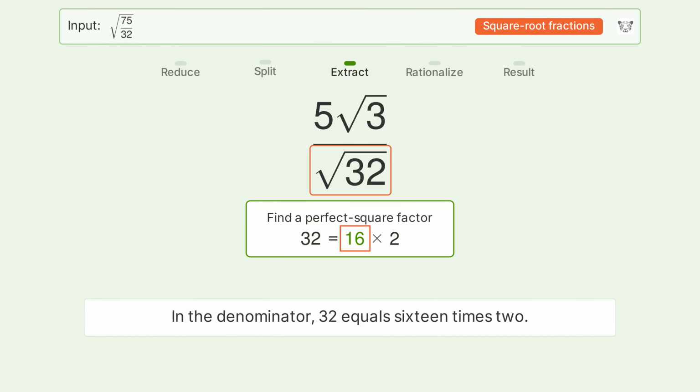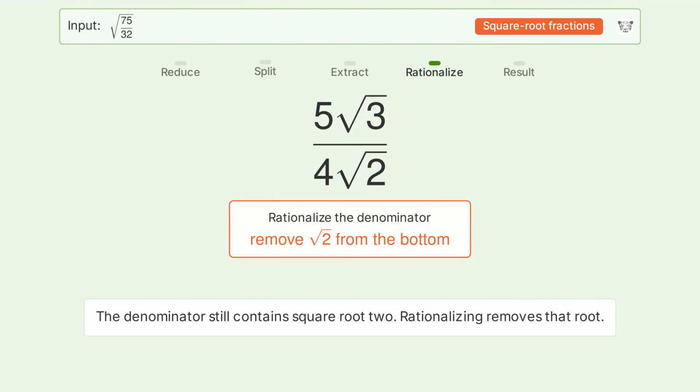In the denominator, 32 equals 16 times 2. The root of 16 is 4, so move it outside. The denominator still contains square root 2.